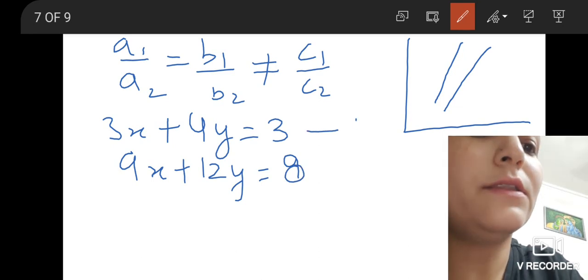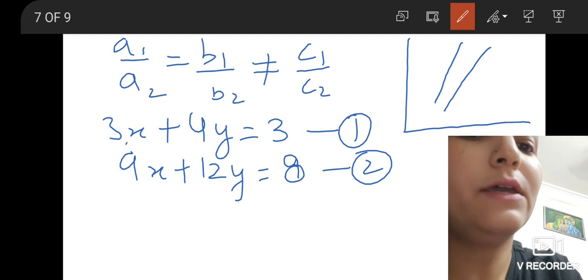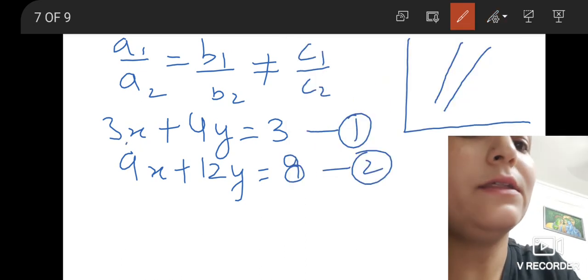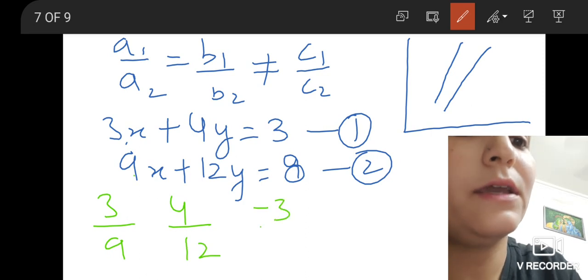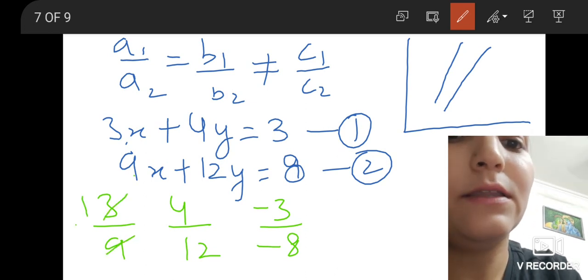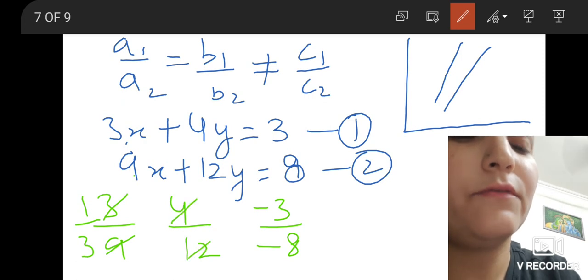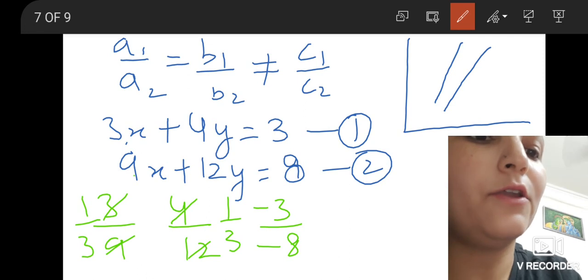So these are the two equations. If we compare these equations, a1 is 3 and a2 is 9. Same way b1 is 4 and b2 is 12, and c1 is minus 3 and c2 is minus 8. If you cut this, it will become 1 by 3. If you cut this, it will also become 1 by 3, but we cannot cut these two, 3 by 8, they are rational numbers.